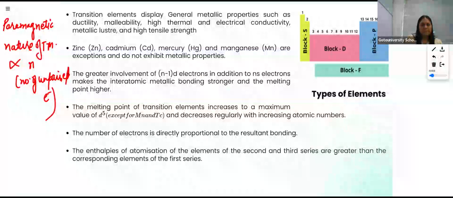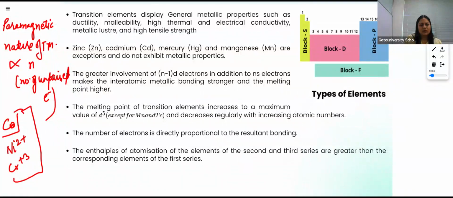So we have already discussed the example for cobalt also. Okay, I want you to try for nickel 2 positive and chromium 3 positive, to calculate the paramagnetic nature of these elements and to calculate their magnetic moment. Can you do this, right? These are the oxidation state of nickel and the oxidation state of chromium.